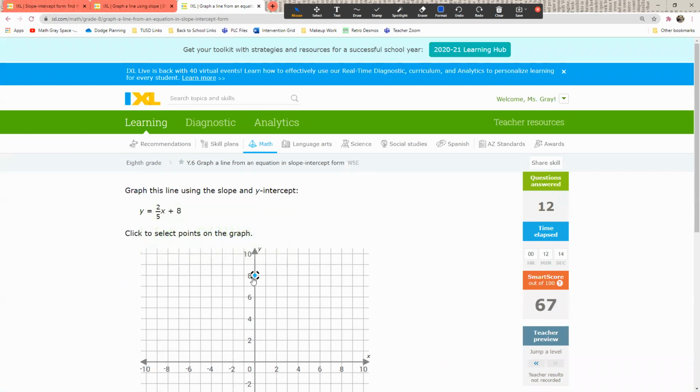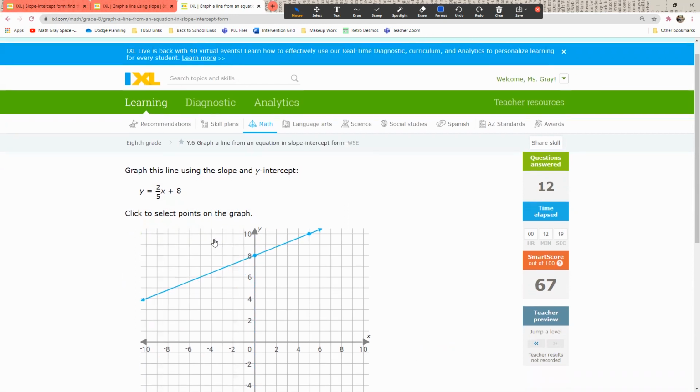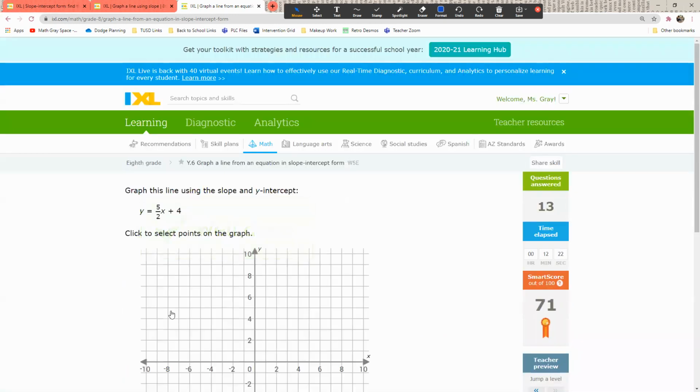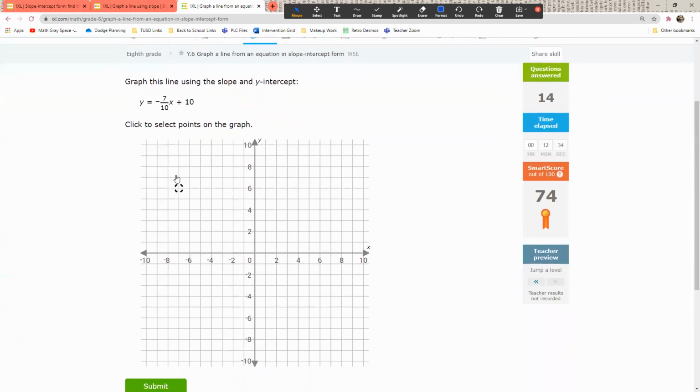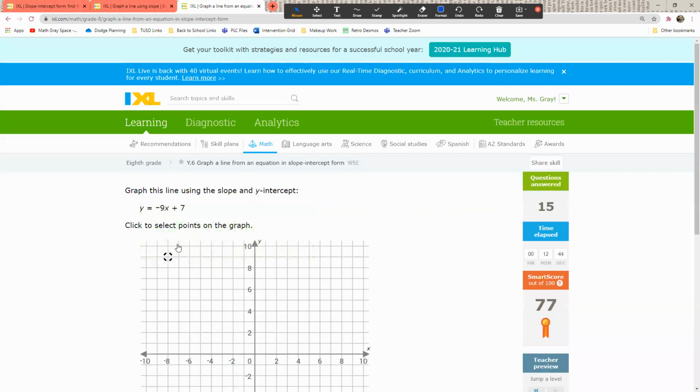Starts at +8, goes up 2/5. Starts at 4, goes up 5/2. Up 1, 2, 3, 4, 5 over 2. Starts at 10, and then goes down 7/10. And then finally starts at +7, and then goes down 9.